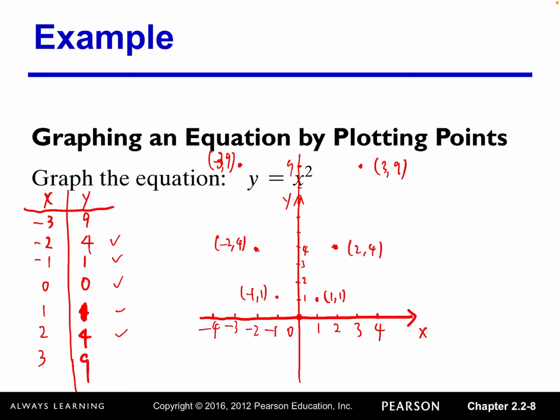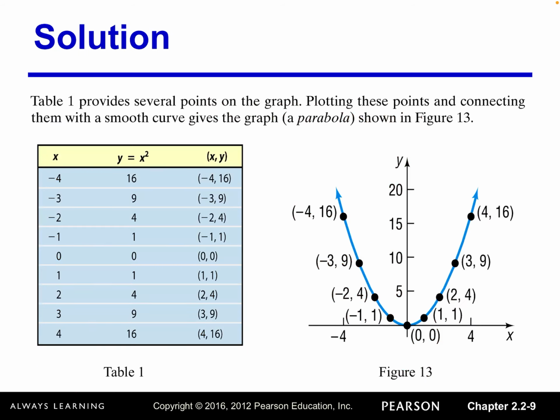Now we use a smooth curve to connect those points, and each end goes to infinity. So that's the graph we got. Let's look at a better graph, my hand graph is not looking good. Let's look at the book one. The book has more points. You can see when we use a smooth curve to connect those points, we form the parabola. That's the graph for the quadratic equation.